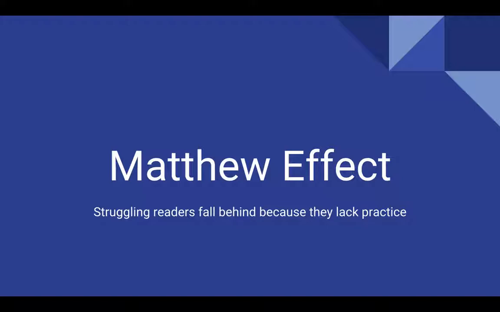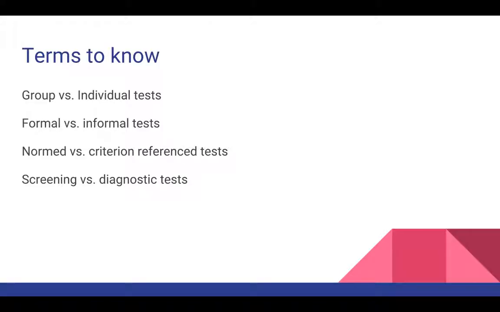And so really we want to think about whether or not our practices or interventions, once we've identified some possible reasons for struggling readers, we really want to begin to look at some ways that we can address the Matthew effect so that we're not dumbing down our curriculum in a way that really kind of repeats this process. Okay, so what are some terms that we need to know?